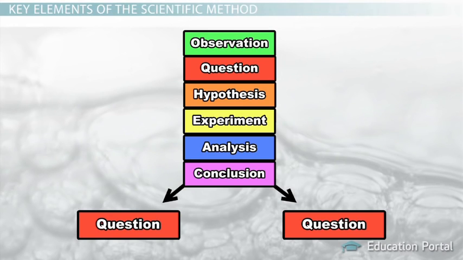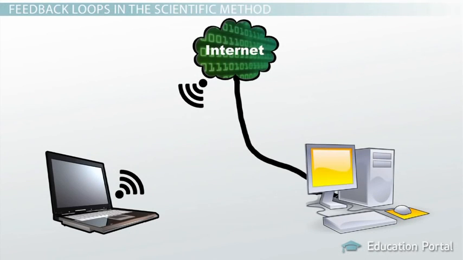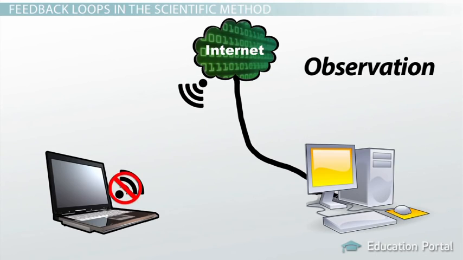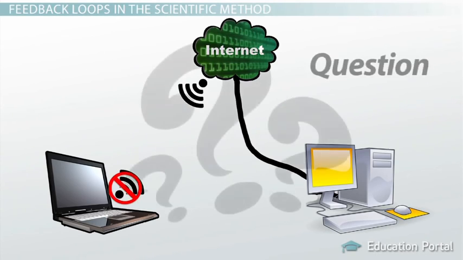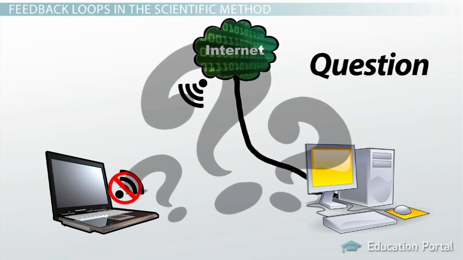Let me show you how the steps can feed back and branch out from one another with an example from my own experience. Last weekend, I had a minor ordeal with my internet connection at home. I had started up my laptop and I was frustrated to find that I couldn't get on the internet. I made the observation that my laptop wasn't receiving an internet connection. I asked myself a question. Is something wrong with the internet itself, or was it just my laptop?